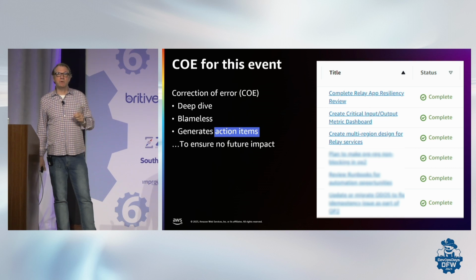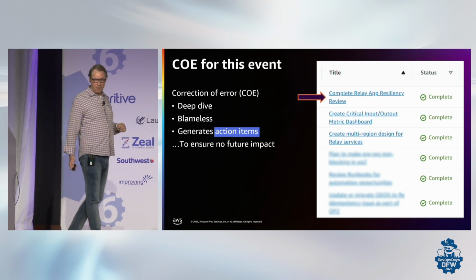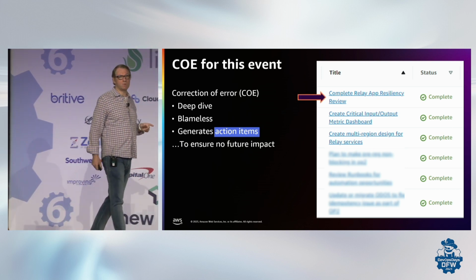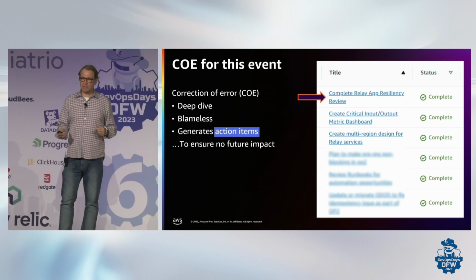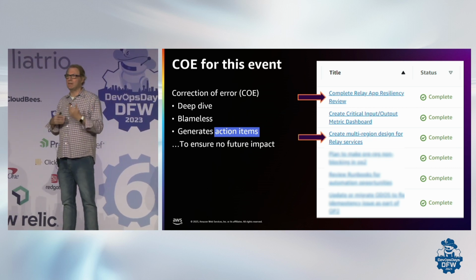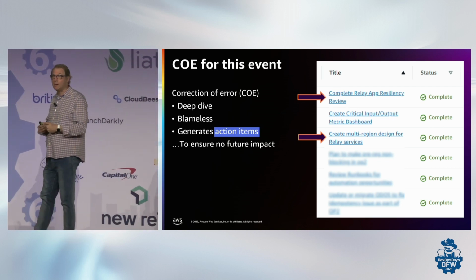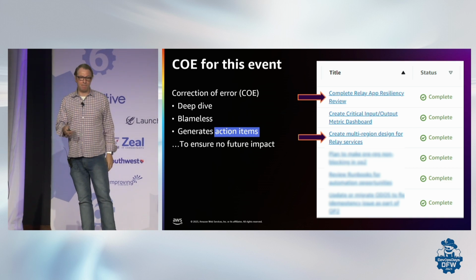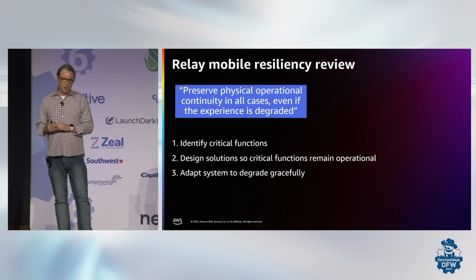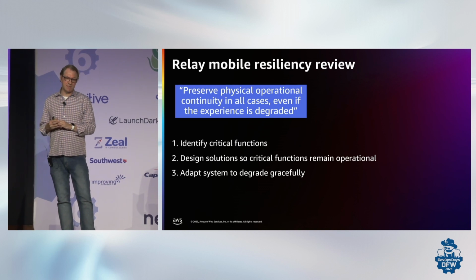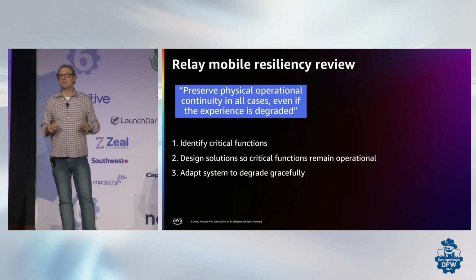And the action items are literally tracked in the COE tool, and you can see a snapshot of that tool on the right there. We're going to focus on two of the action items. One is to do a study of what they could do to improve resilience, and the next one is to actually execute on that study and apply what's called multi-region to maintain resilience, and I'm going to show you that. All right, so the resiliency review said we want to preserve physical operational continuity in all cases, even if the experience is degraded. So you already see we're heading for a graceful degradation story again, right?